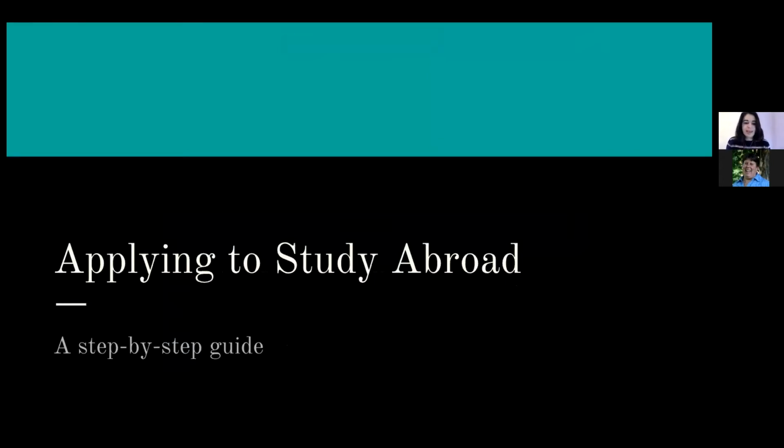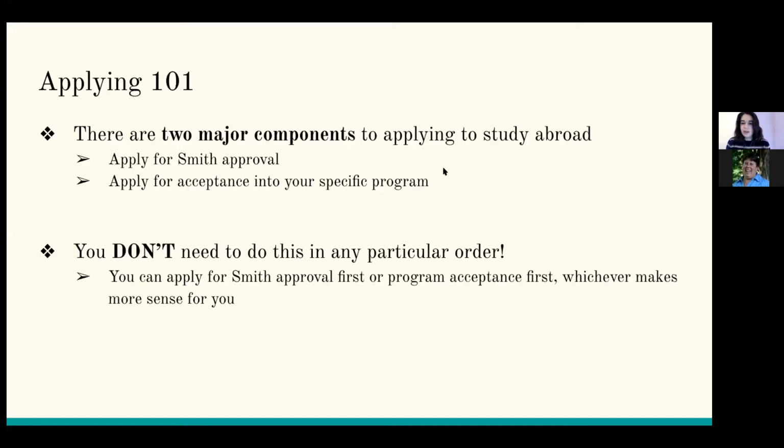Thank you all for coming. Welcome. This is just an overview of how to apply to study abroad. Applying 101 is what I want to call this. I want to go over a couple quick facts and details about applying before we really get into it. There are two major components to applying to study abroad. You have to apply for Smith approval, and then you also have to apply for acceptance into your specific program. I'm going to talk about both of these things today in separate sections.